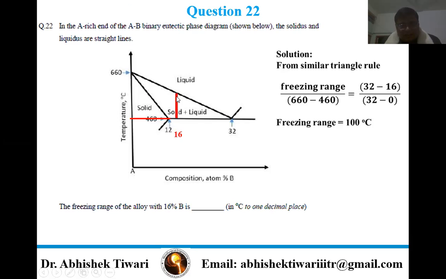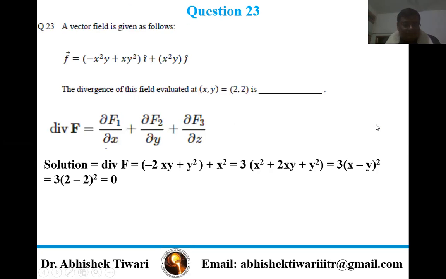So we take the similar triangles, this one and this one. So this is the freezing range divided by this 660 minus 460. This length is 660 minus 460, is equal to this distance. This is 32 minus 16 divided by 32 minus 0. So the freezing range comes out to be 100 degrees centigrade.